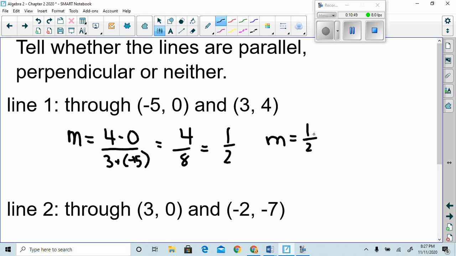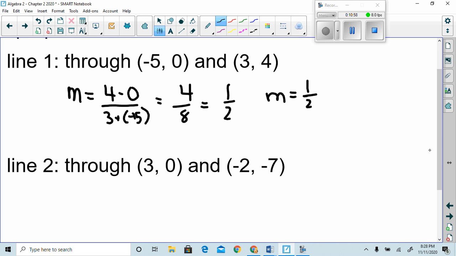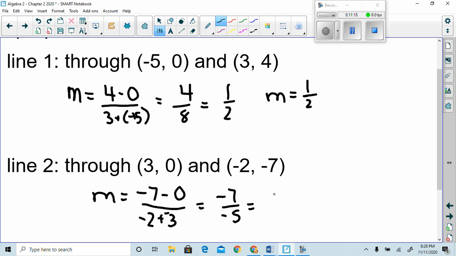If the slope of the second one is negative 2, they're perpendicular. And if it's neither of those, then they're neither parallel nor perpendicular. So let's look. Negative 7 minus 0 over negative 2 minus 3. This gives me a negative 7 over, add the opposite, negative 5, and we see that this is going to be 7/5. So this is neither, because the slopes are not the same and they are not negative reciprocals.